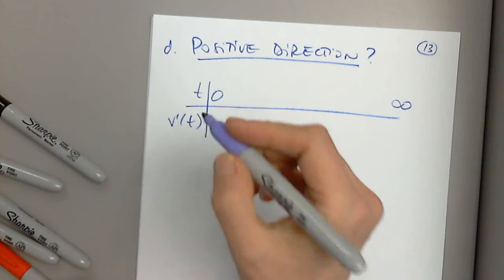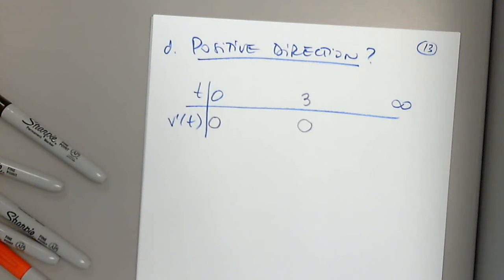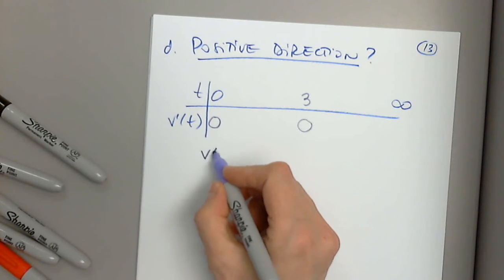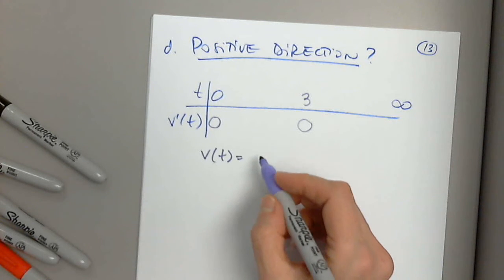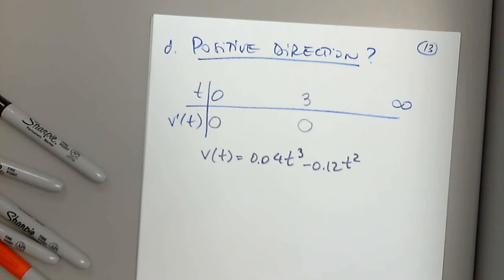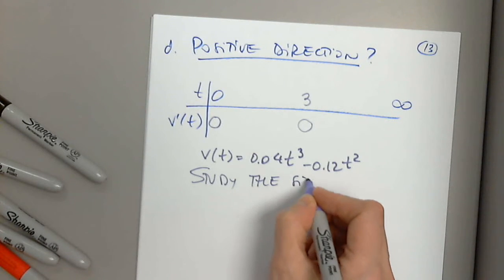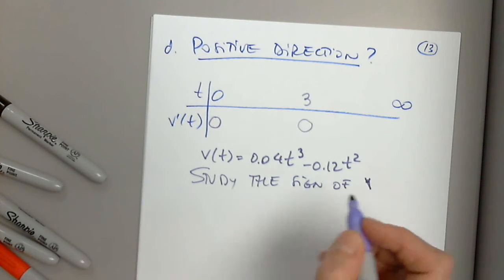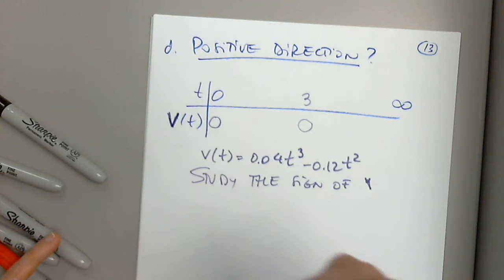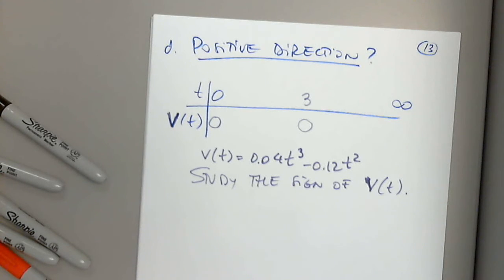And we said that the velocity was 0 at 2 different points, correct? So the velocity is 0 at 0, and the velocity is 0 at 3. Let me copy the velocity function because I went to the next page. What was the velocity? The velocity was 0.04 t cubed minus 0.12 t squared. Thank you. So now I need to study the sign of v, not v prime, sorry, just v, or s prime. The sign of v of t, that's what we are trying to do.